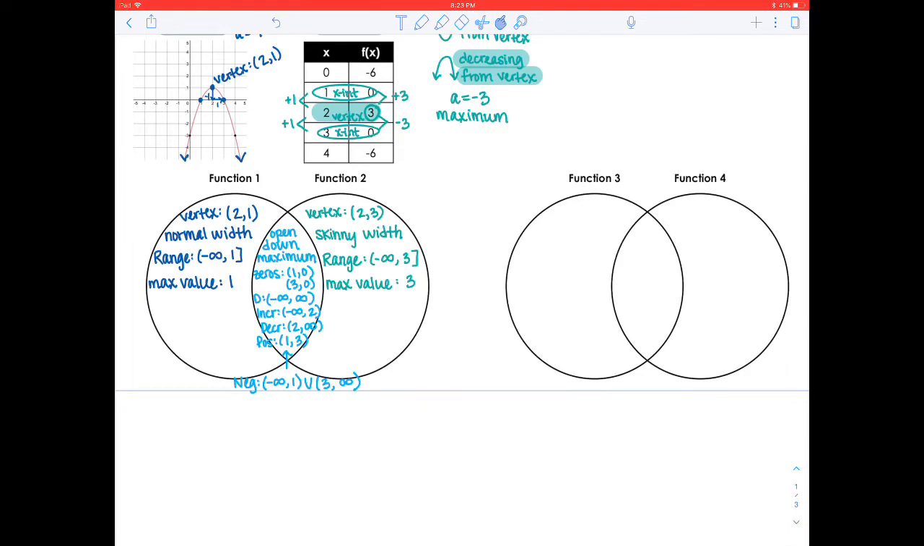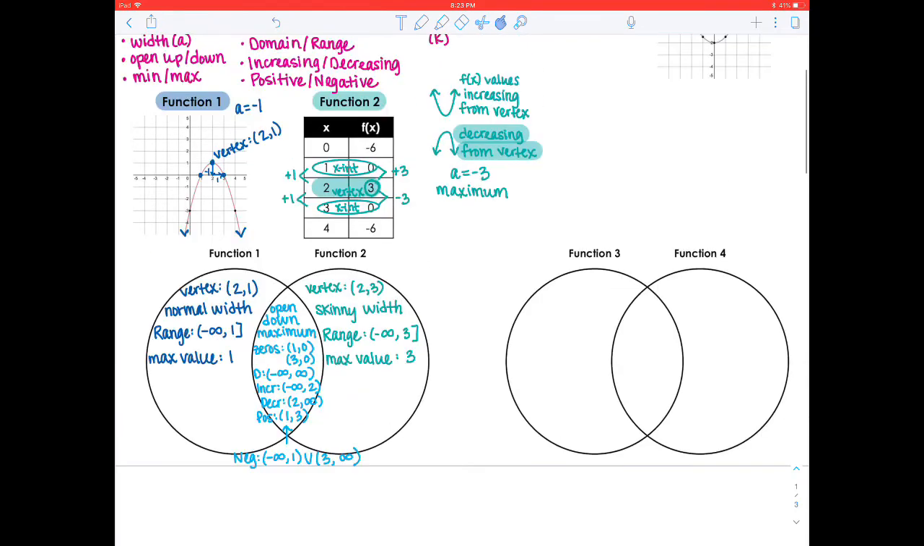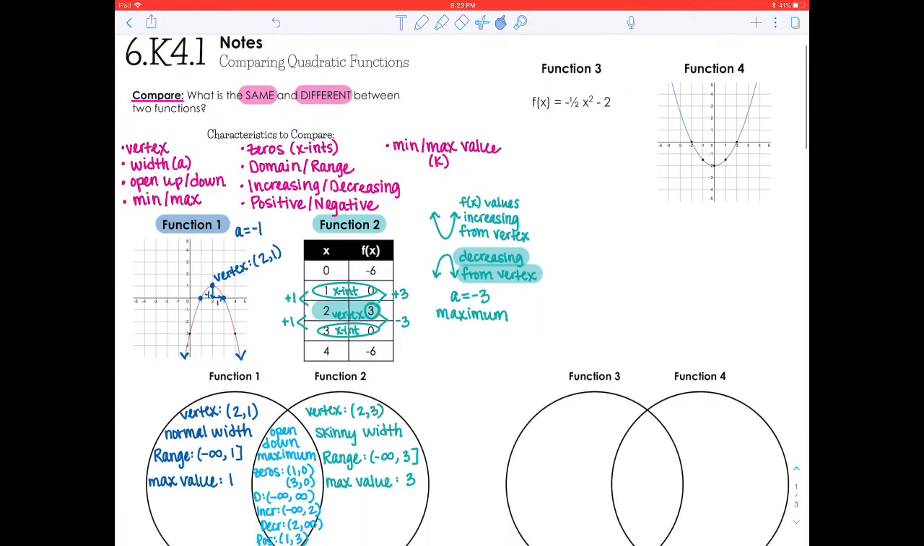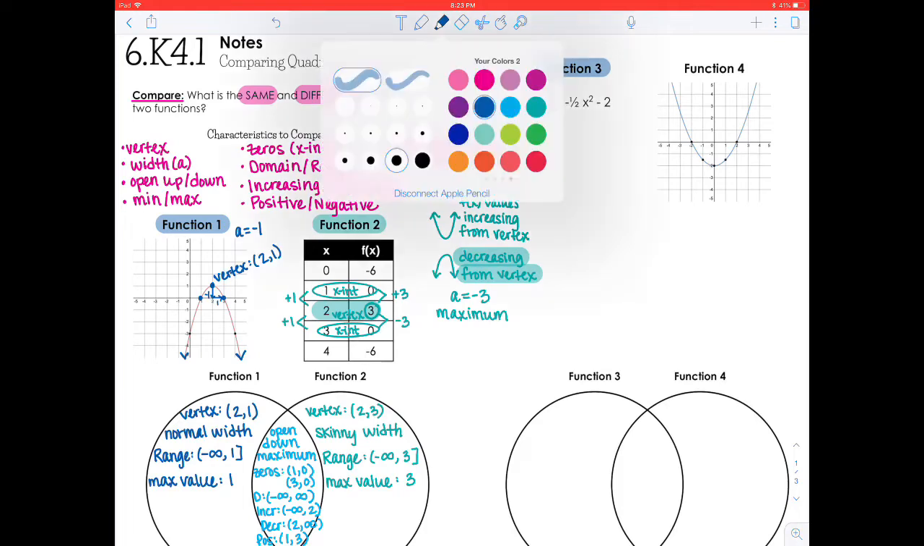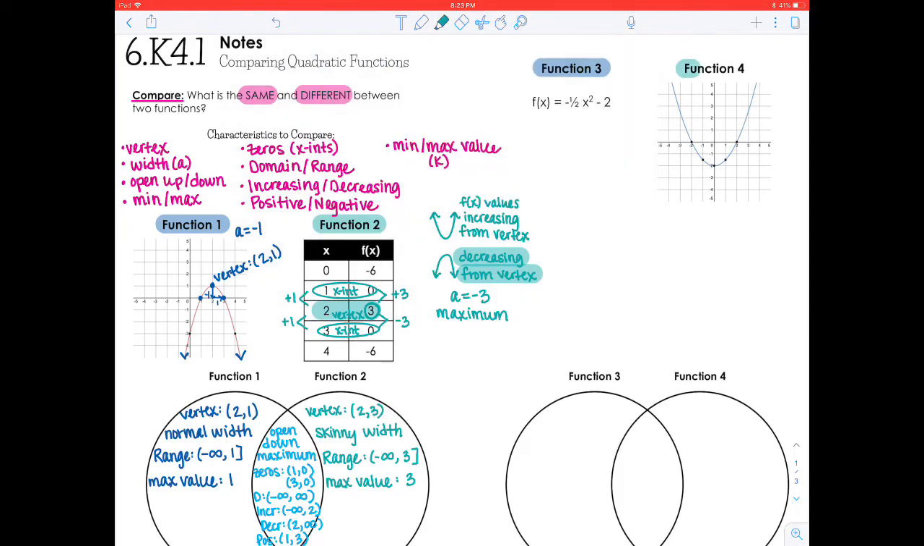Okay, so that's how we compare those first two functions, function 1 and function 2. Those are all of the things they have in common, and then all of the features that are different. Okay? So now let's do the same thing, but for function 3 and 4 here. Now function 3 and 4, we've got a different mix. So before we had a graph and a table. Now we've got an equation and a graph. So we've got function 3 is the equation and function 4 is the graph.